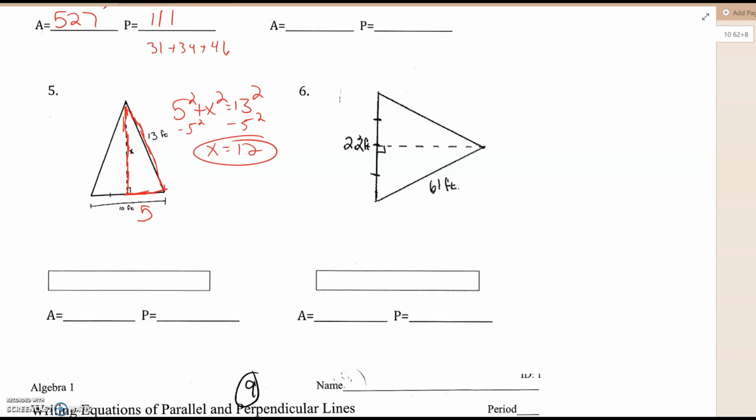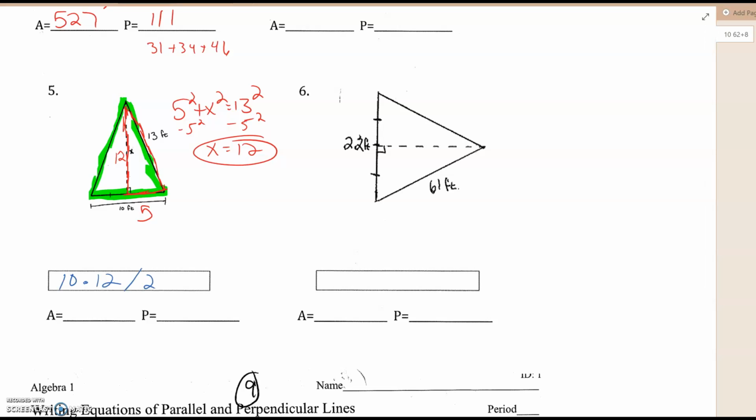Okay, again, these are meeting at a right angle, so I'd have to use the 5 and the x. 5 squared plus x squared equals 13 squared. I would subtract to get x equals 12 for that. Okay, then for the area, go ahead and plug that stuff in and see what you would get for the total area. The total area, so of this whole triangle in the green.